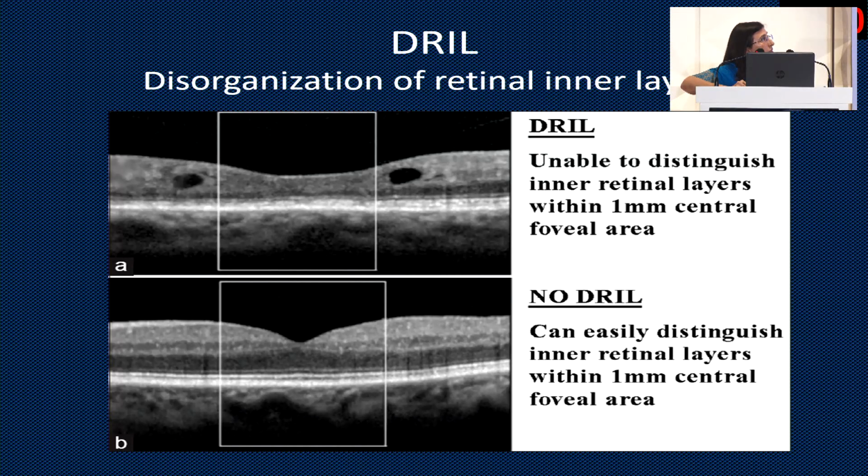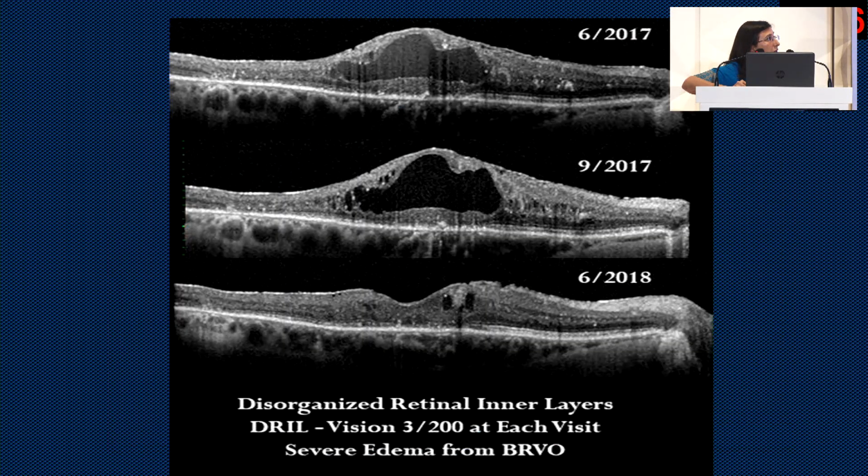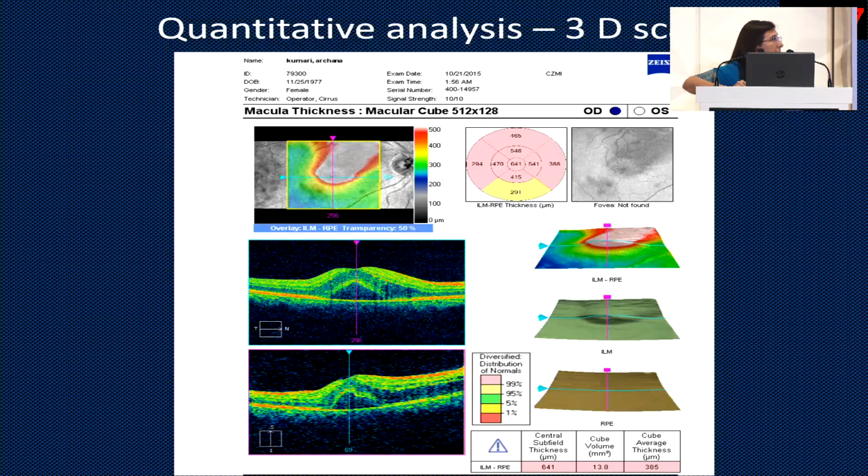Another term is DRIL, that is disorganization of inner retinal layers. So this time it's the inner retinal layers. Within 1 millimeter of the fovea, if you're not able to distinguish the normal retinal layers, that is the plexiform layer, the nuclear layer, this is known as DRIL. And this may occur due to long-standing edema, DME or BRVO or any other edematous condition. So this again leads to poor visual outcome.